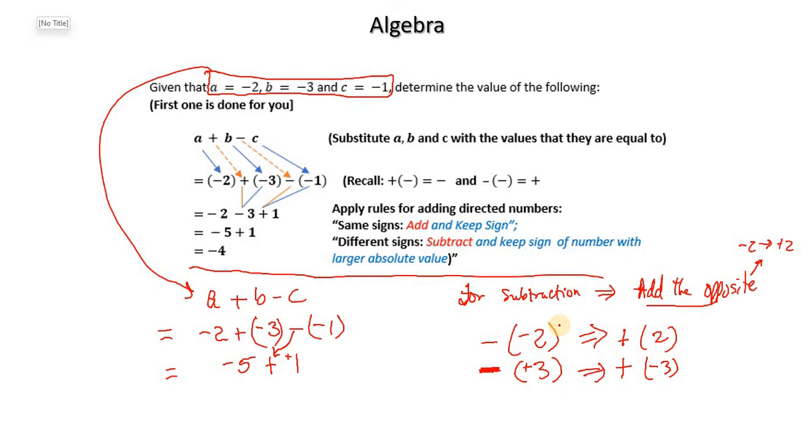In other words, we're trying to avoid working with the subtraction sign. So we're going to replace subtraction with addition. And instead of the negative, we use positive. Instead of the positive, we use negative. So instead of -2, we use +2. Instead of +3, we use -3. Got it?